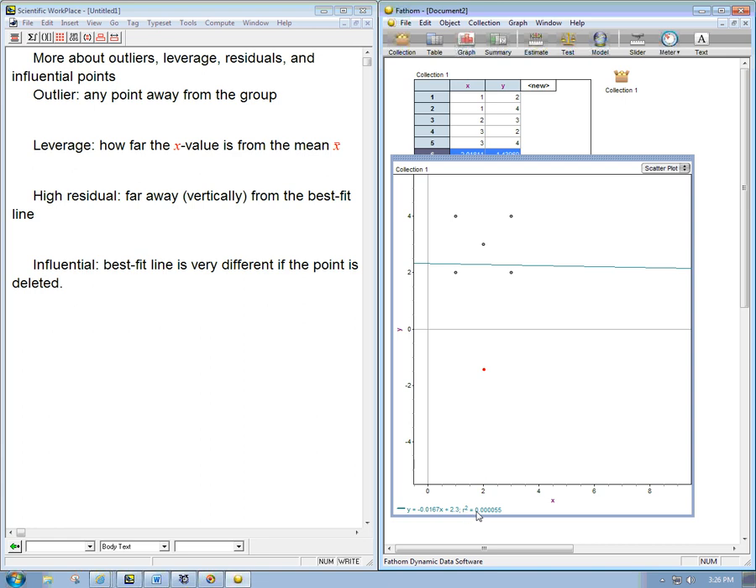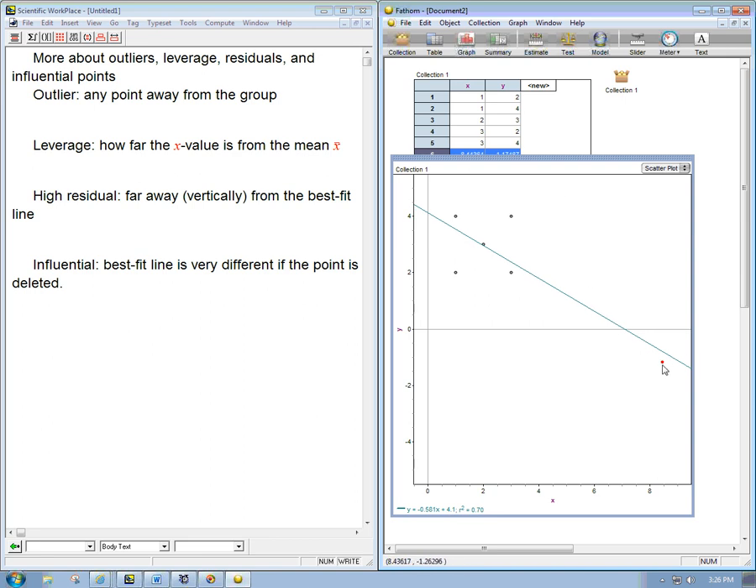Notice how small the r squared is. It's a tiny, tiny number. This is horrible for a linear model. So this is definitely going to have a high residual. In the medium case, where it has some leverage, it still has a pretty decently high residual, because it's not yet over in this case where they have the super high leverage. So anything that's really far away from the line vertically is something with high residual. Influential is anything where the best fit line is very different if the point is deleted. High leverage points are almost always influential.